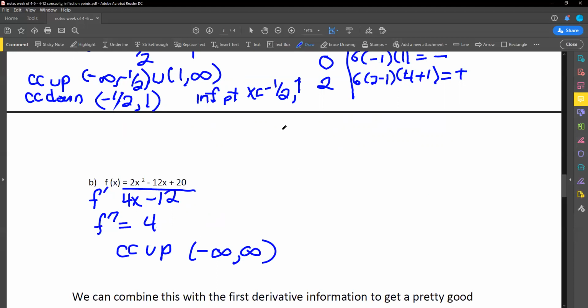And that makes sense because it's a quadratic. If you graph it on the graphing calculator, you're going to see something like this. And of course that's concave up. So the math shows exactly what you see on the graph. Okay.